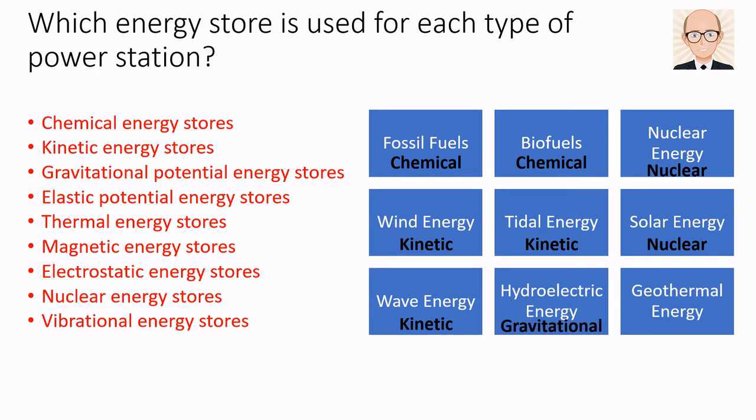Hydroelectric power stations use the gravitational store as water flows downhill to rotate a turbine. And geothermal power stations use the thermal store beneath the Earth's crust as cold water is heated by the Earth's high temperature inner regions to make steam which passes over a turbine.